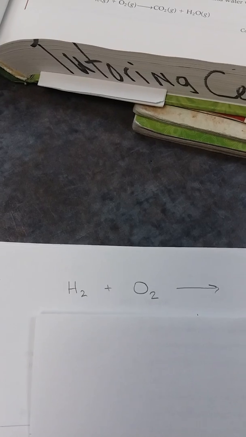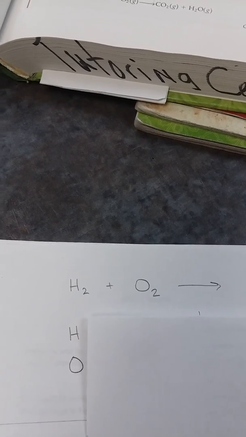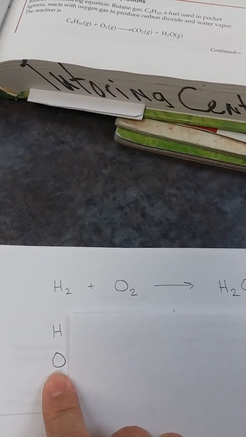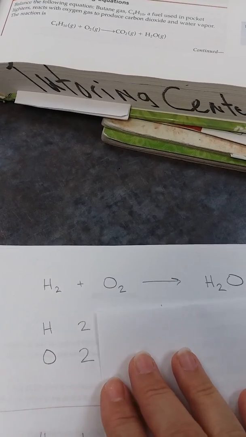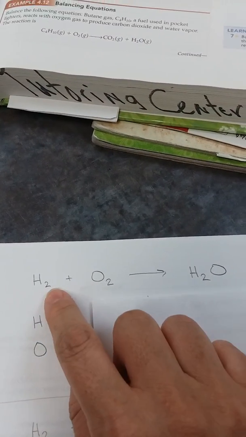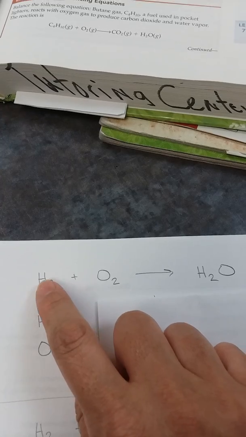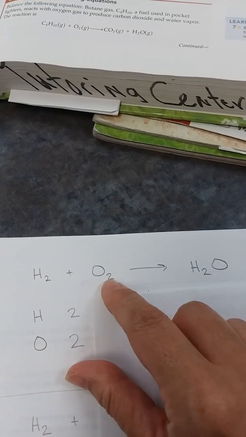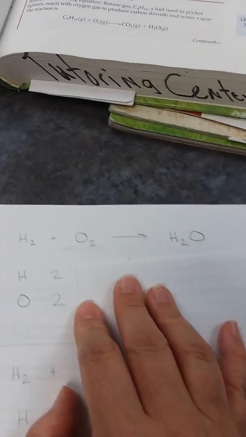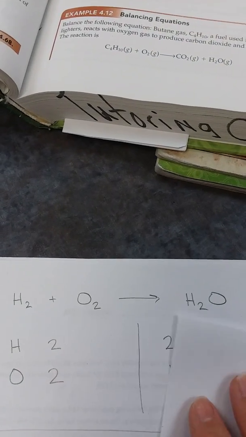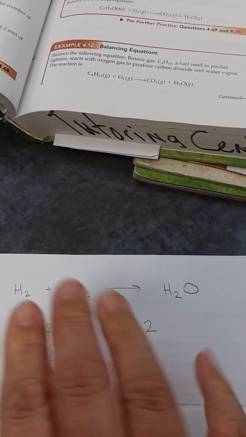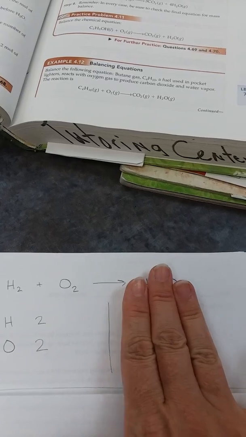I write down what atoms I have first off. So I have a hydrogen and I have an oxygen. And then I write down how many of those atoms I have on this reactant side. The subscript 2 here tells me I have 2 hydrogens. And the subscript 2 here tells me I have 2 oxygens. And then I draw my line that separates the reactant side from the product side.